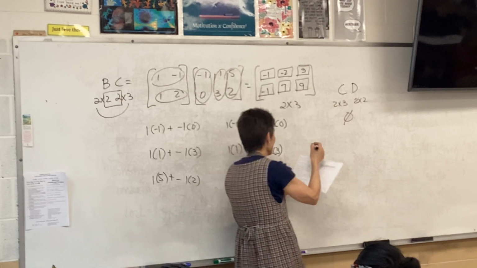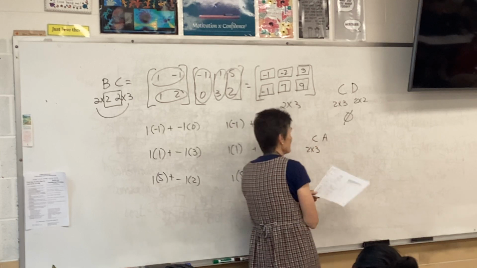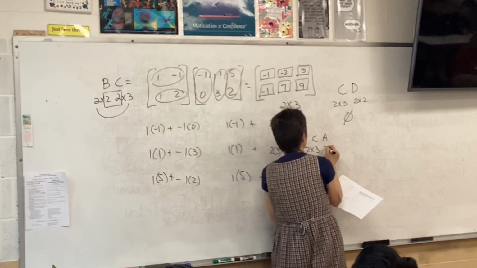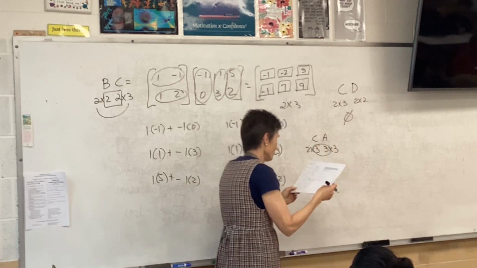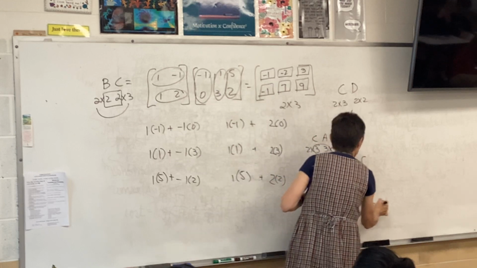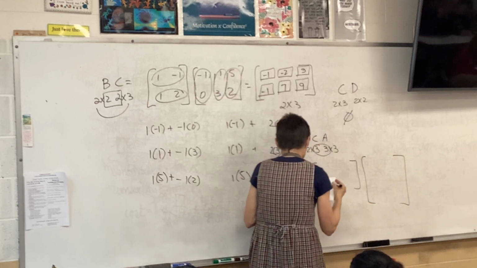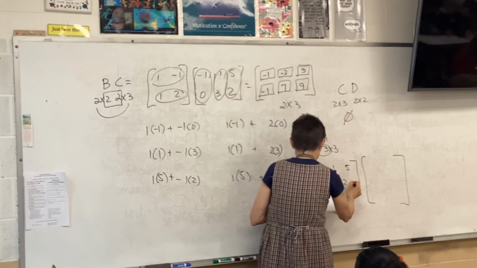Because what are the dimensions of C? 2 by 3. And what are the dimensions of A? 3 by 3. So we can multiply those two. So here's C, here's A. So negative 1, 1, 5, 0, 3, 2.